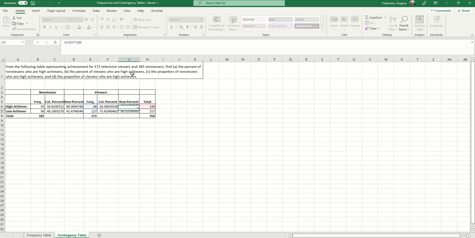Right? And so we've got our column percentages, which total down, and then we have our row percentages, which total across. That's going to complete our contingency table, sometimes called a cross tabulation, or for short, a crosstab. So we can now answer all these questions.